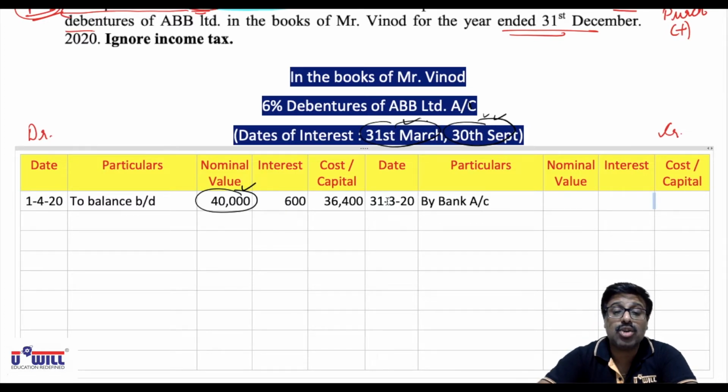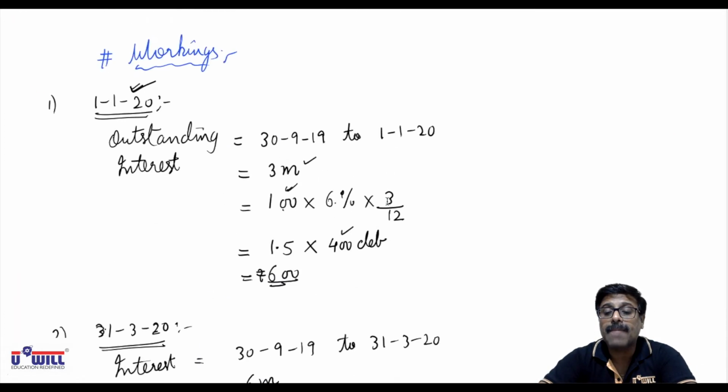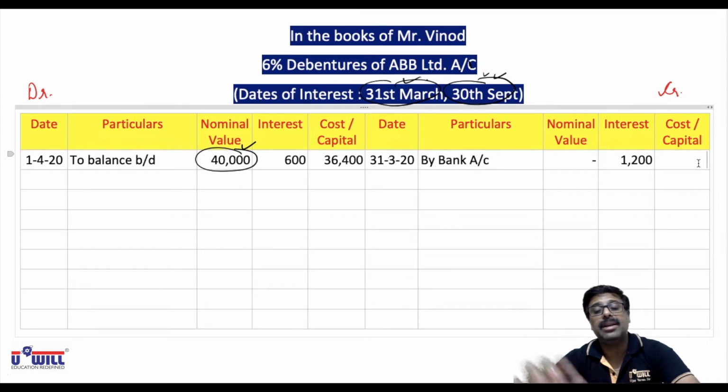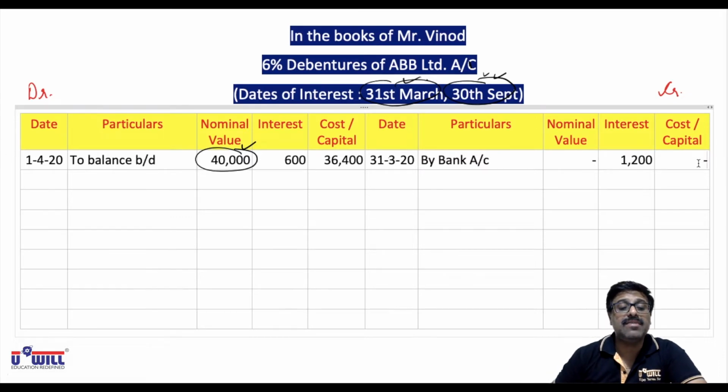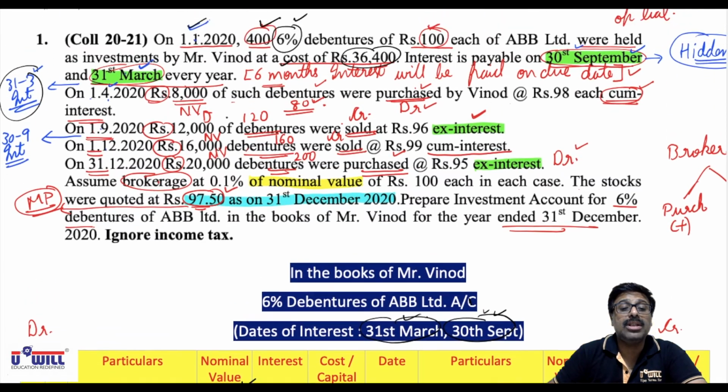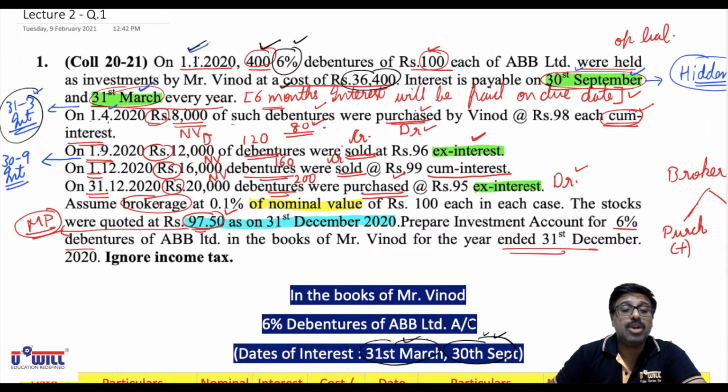Directly in the interest column, what did we calculate? 1200. Directly in the interest column 1200. No amount will come in nominal value, no amount will come in cost or capital. So the second transaction with its calculation has also been recorded. Now we go to the third one. Okay, first recorded, second recorded, now the third one.